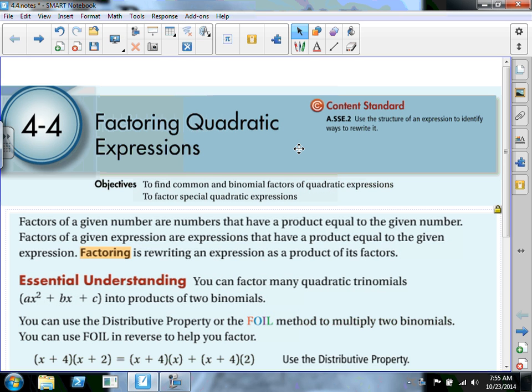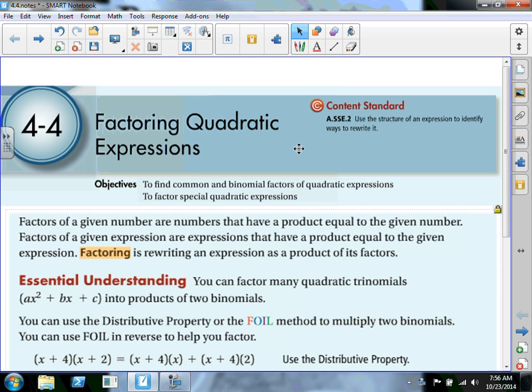Today I'm joined with my Algebra 2 class, and we're looking at factoring quadratic expressions. All kind of people say all kind of things about factoring. They say it's an F word. Well, yeah, it is. It starts with the letter F. They say it's horrible. Well, it's not that bad. Factoring and foiling are the same thing.